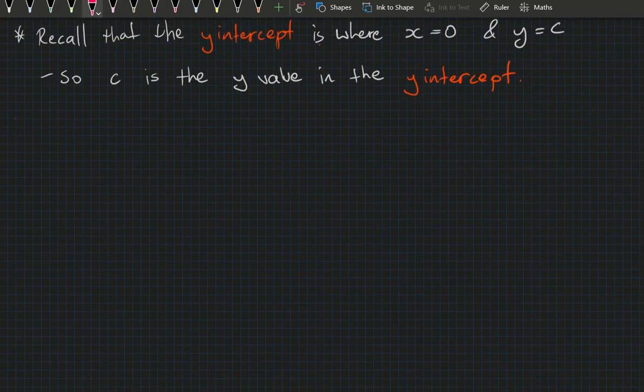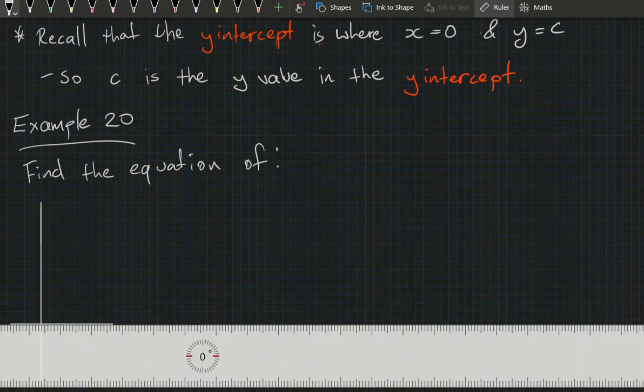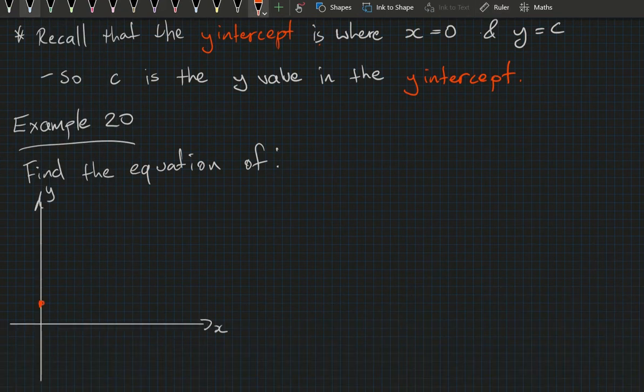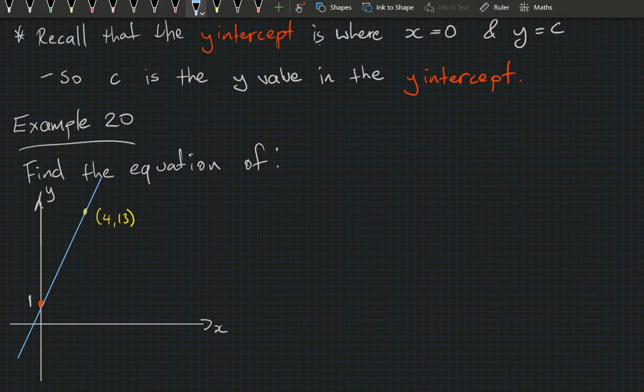Okay, let's use these facts for example 20, where we need to find the equation of this graph that I will draw now, which has a y-intercept of 1, and this other point (4, 13). So let's draw the line between them. And let's recall that the y-intercept has x value 0, so I can write it in coordinate form as (0, 1).